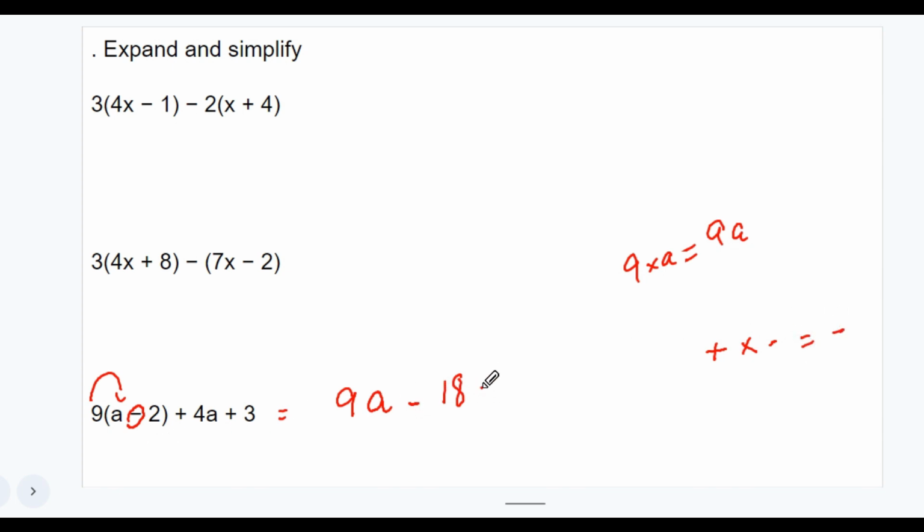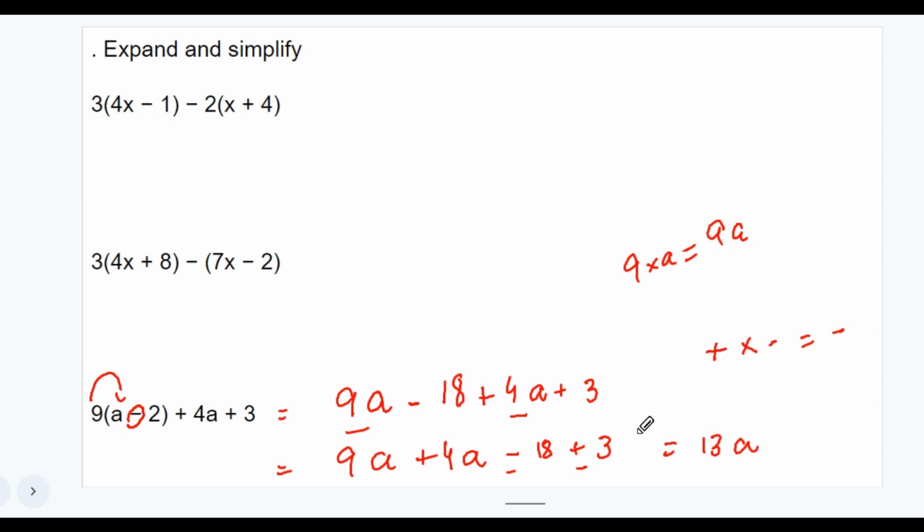So now what we need to do? 4a plus 3, and we can collect the like terms. That means 9a plus 4a and minus 18 plus 3. So 9 plus 4 means 13a and minus 18 plus 3. Now signs are different. You need to take away. Okay, 18 minus 3 will give you 15, and the sign of the big number is minus, so it would be minus 15.